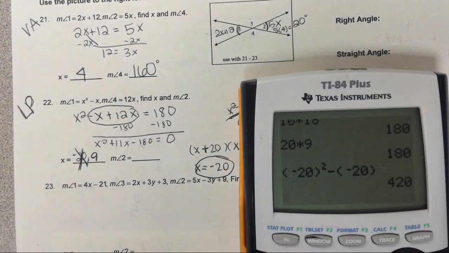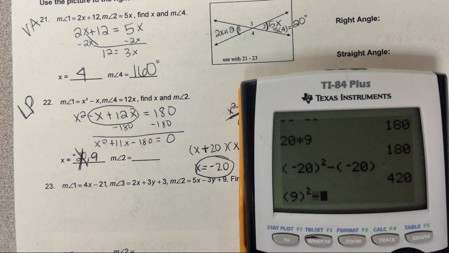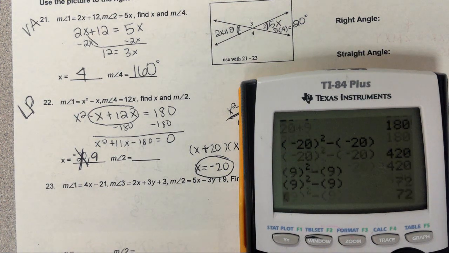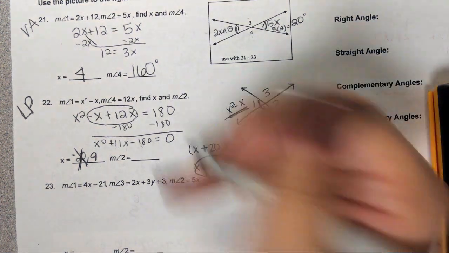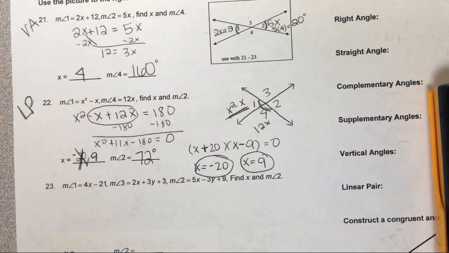Now let's do 9. 9 squared minus 9 is 72. Can that be my angle? Yeah. And don't forget your degree sign.